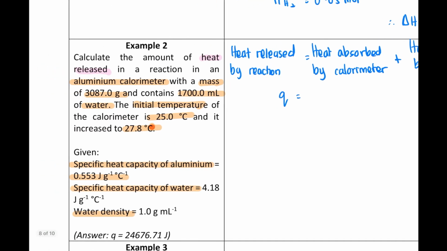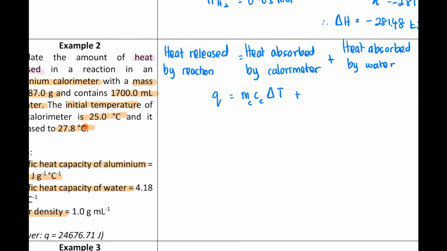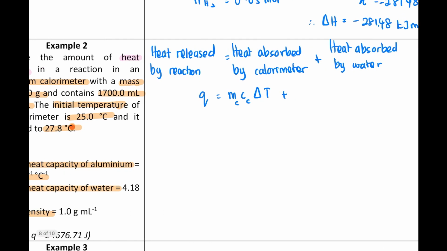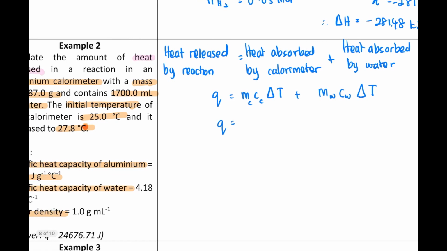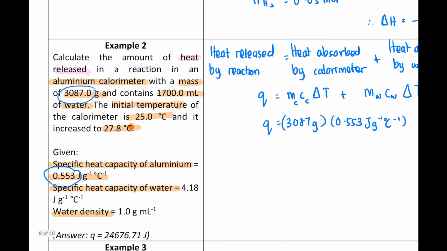Okay, so Q yang kita nak cari. So formula tadi saya dah cakap, heat absorbed by calorimeter. Since dia bagi c kecil, so kita akan guna MCAT. Cuma mc delta T. And then heat absorbed by water. Since dia bagi kita specific heat capacity, so sama juga kita akan guna MCAT, just that this is mass of water, specific heat capacity of water times with temperature change. Okay, so mass of calorimeter is given here, so 3087 gram times with specific heat capacity of calorimeter 0.553 joule per gram per degree Celsius. Okay, delta T tolaklah 27.8 minus 25, so you should get 2.8.